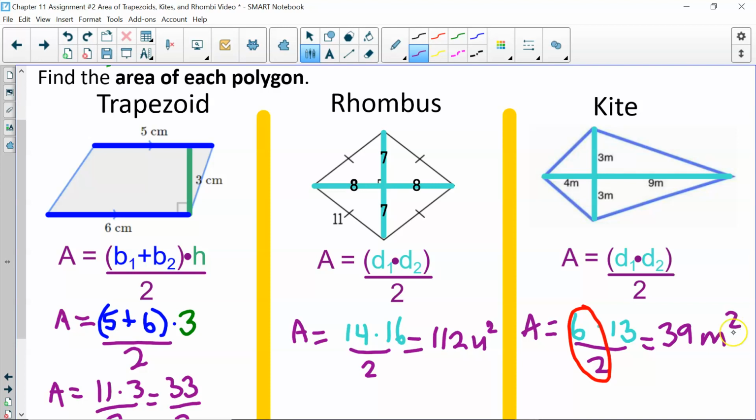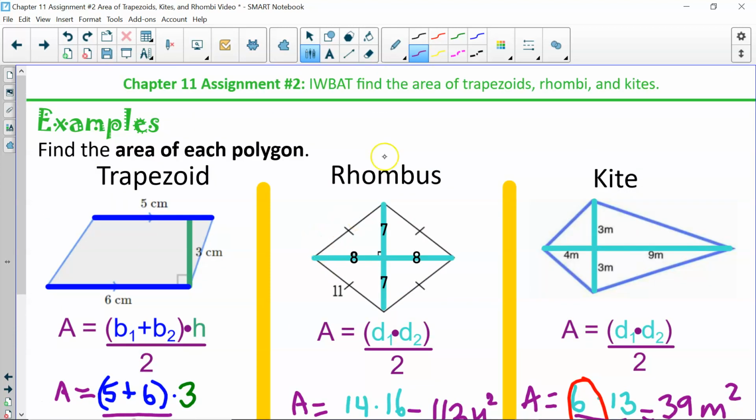So you could either have plugged in 6 times 13 divided by 2 in your calculator to get 39, or you could see that you could have done the 6 divided by 2. So those are our 3 examples. Hopefully now you feel confident with the learning target. I will be able to find the area of trapezoids, rhombi, and kites.